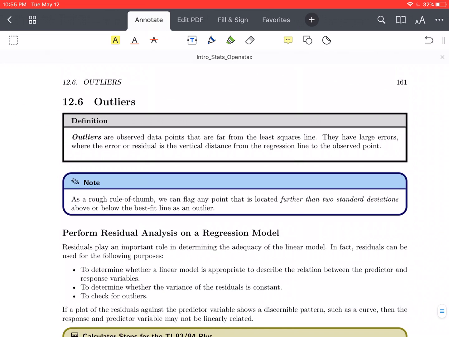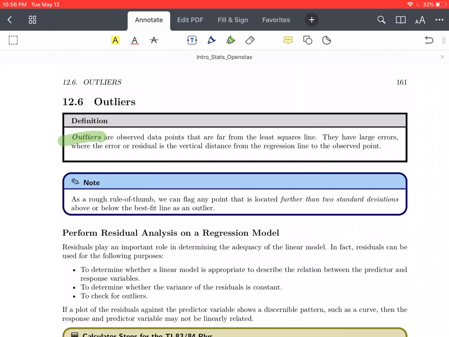In this one, I am going to be using Desmos almost exclusively for this section. So you might want to have Desmos open if you want to work along with me here. If you happen to save any of the graphs from last time, you can work on those, but I'll be showing everything on the screen here. So, talking about outliers: outliers are observed data points that are far from the least squares line.